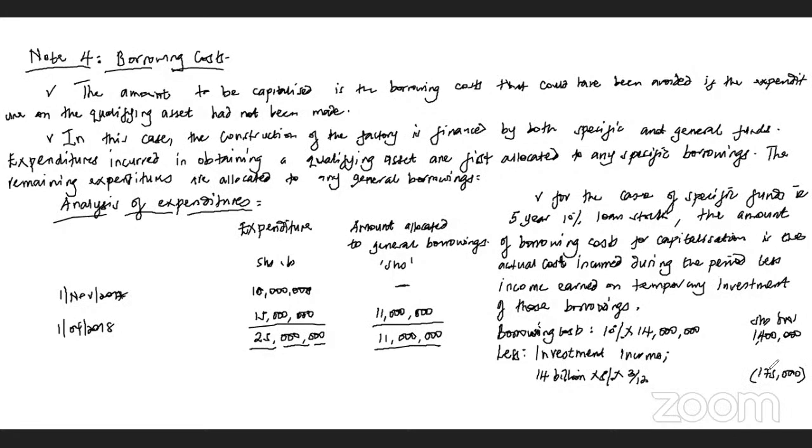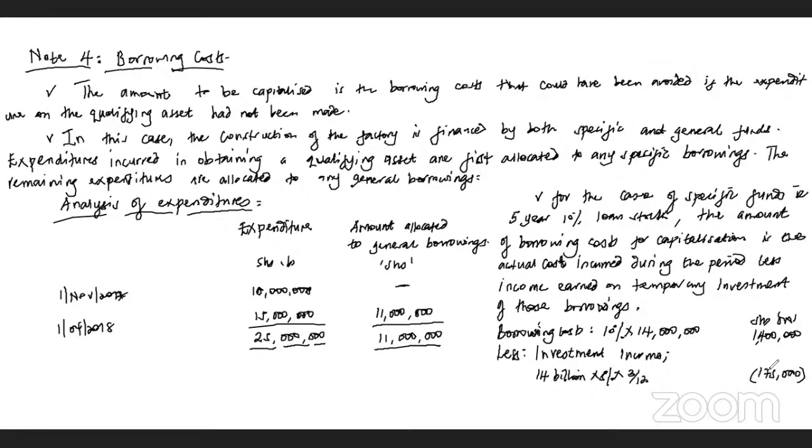So now we started the construction, and of course we paid the construction company, the contractors, 10 billions on 1st November 2017. Now we see another expenditure being made when? The other expenditure was incurred on 1st April 2018. Now when we pay 10 billions on 1st November 2017, we have 4 billion.